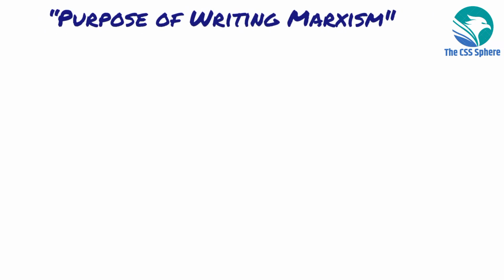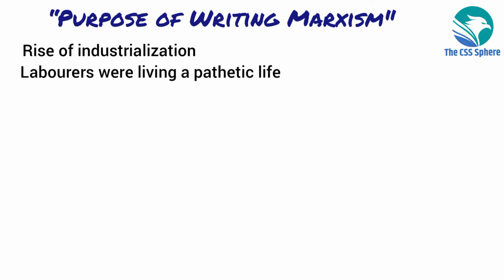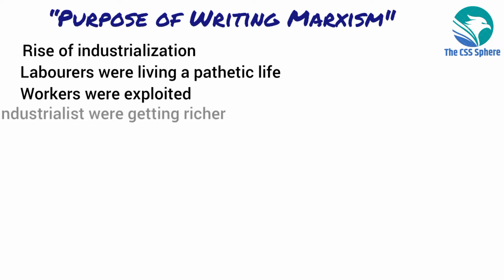Now let's move toward the purpose of writing Marxism by Karl Marx. Marx was living at the time when Europe was witnessing the rise of industrialization. At the time of Marx in Germany, industrialization was at its peak. But the laborers working in the industries were living a pathetic life. Workers were exploited by their masters. The industrialists were getting richer day by day. Karl Marx, through his theory, wanted to free the worker from the capitalists and the state which was backing them.